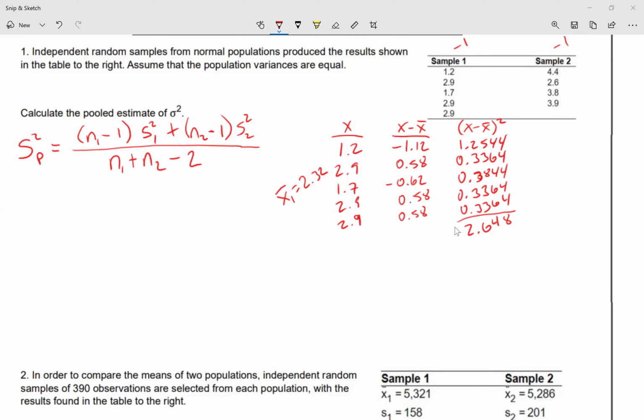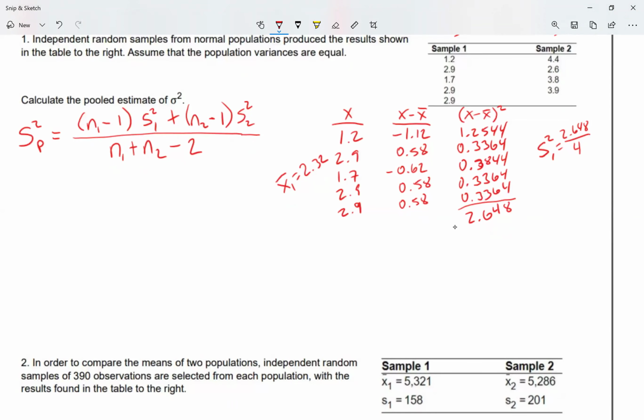2.648. Now because it is a sample variance, the variance of a sample is gonna be, in this case, 2.648 because I added all my numbers there, divided by 4. Where did that 4 come from? See how many numbers we have in our sample: 5. Subtract 1 from it. That's how I got the 4. So when I do sample 2, I'm gonna divide it by 3. You always divide it by 1 less.